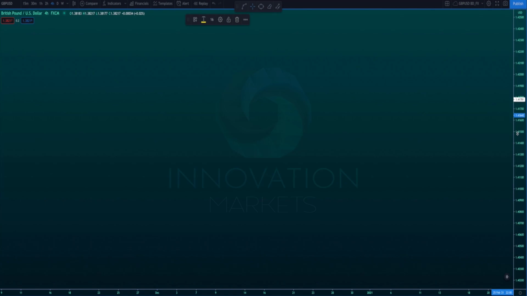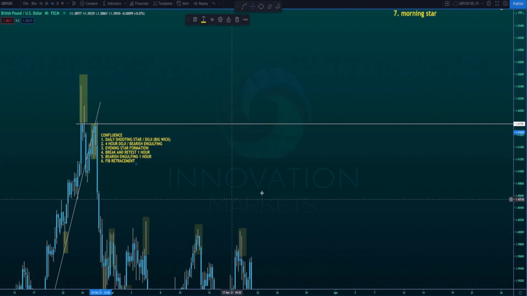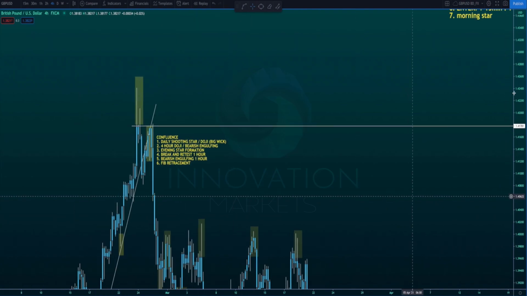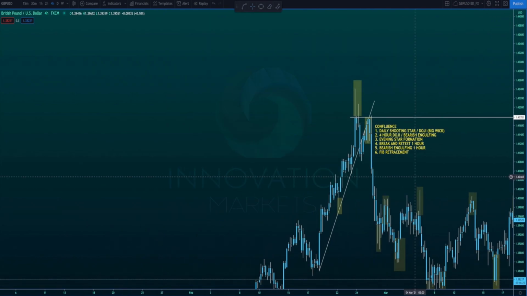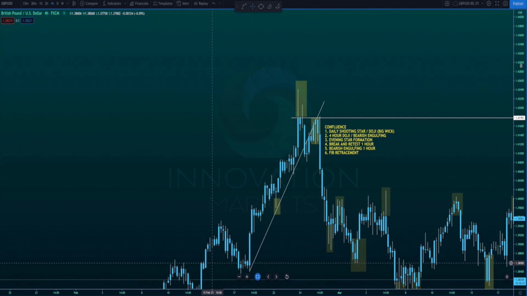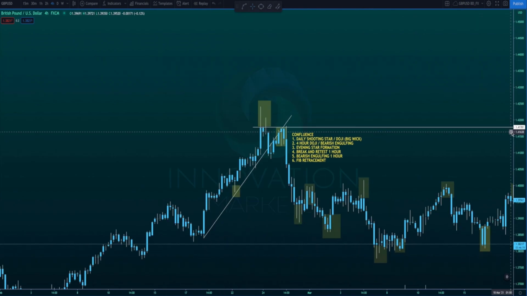So that shows you how to start using all of the confluences together. How we use all the different price action, how we use what we learned in lessons 1, 2, and 3, and how we use the different time frames.